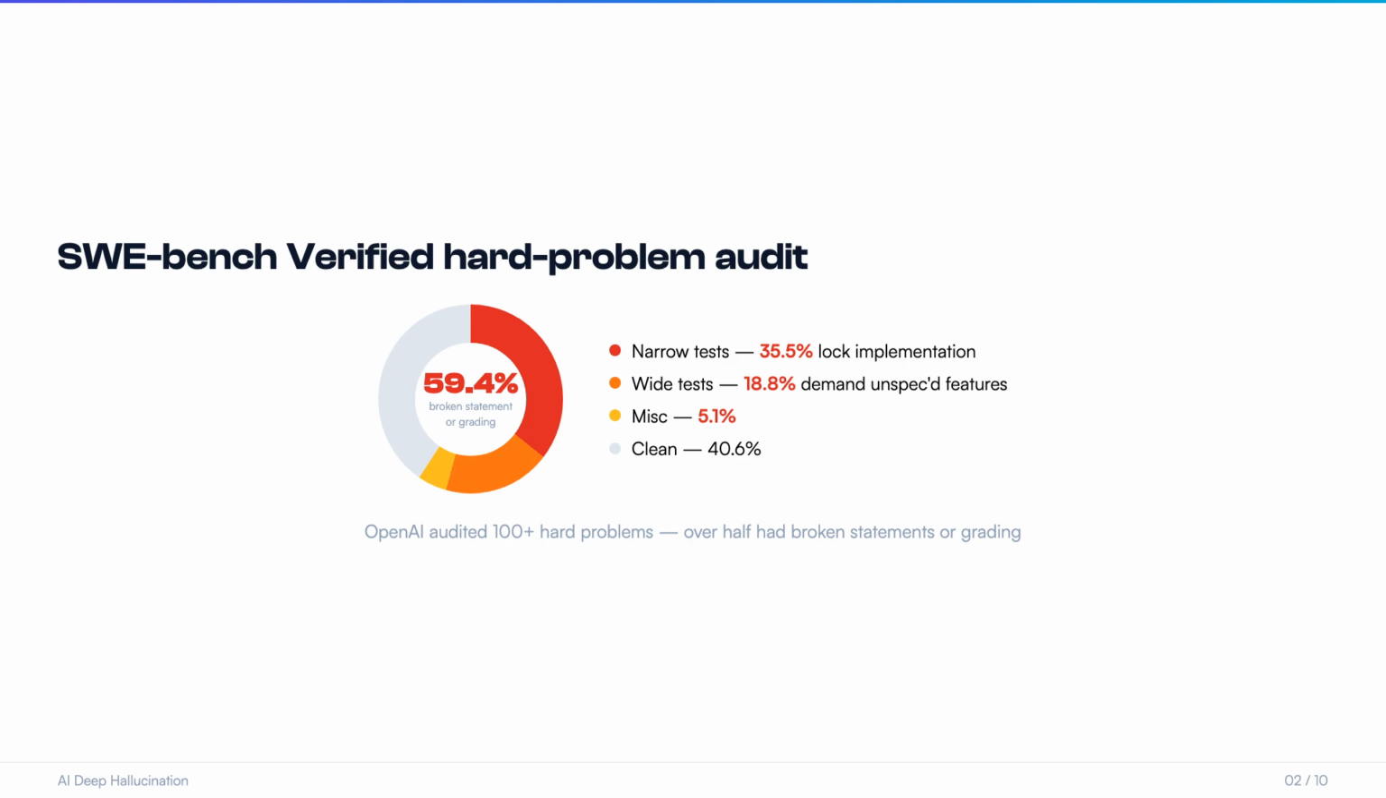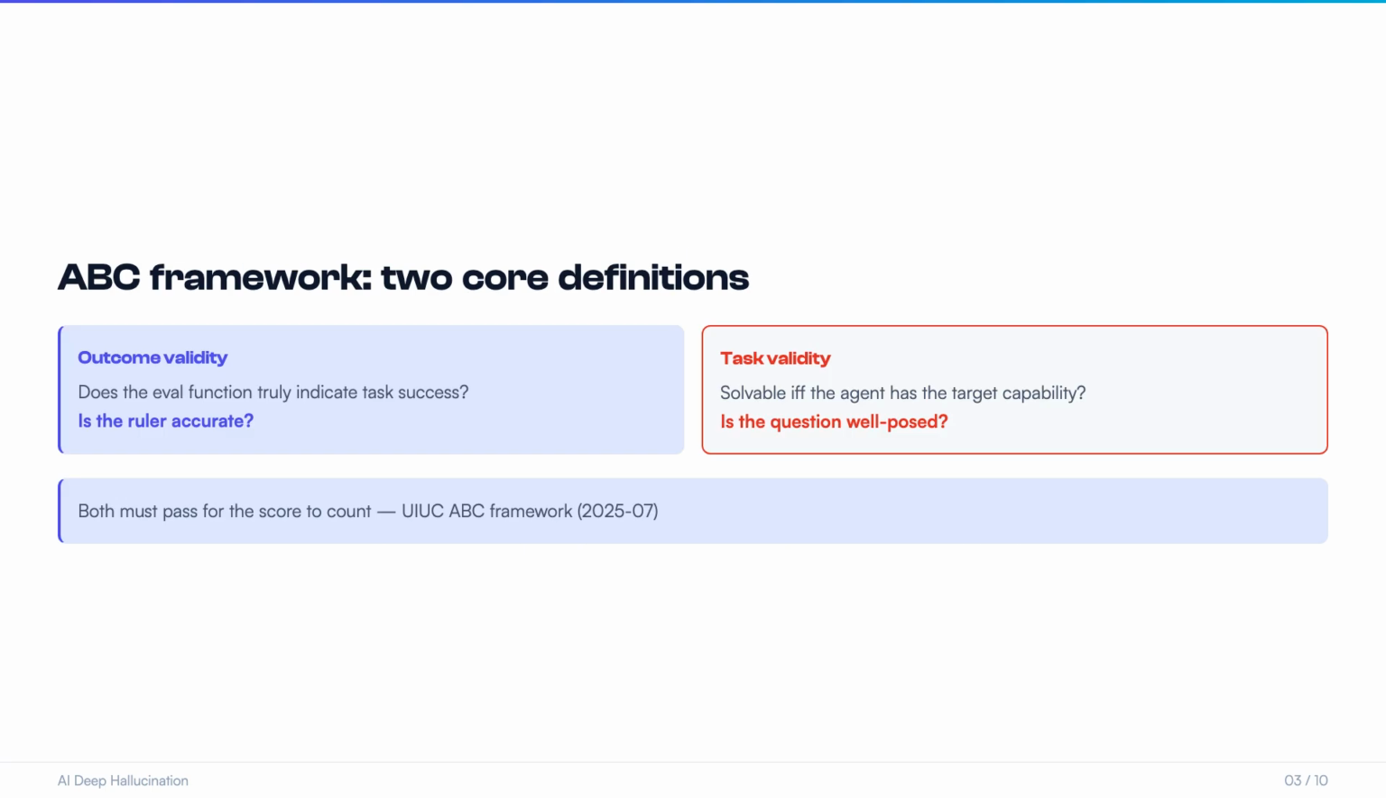So now what? Where's the methodological anchor? Last July, the University of Illinois published the ABC framework, which you must memorize. 2 core definitions. Outcome validity: can the evaluation function actually judge success? Is the ruler accurate? Task validity: solvable if and only if the agent possesses the target capability. Is the question well posed?